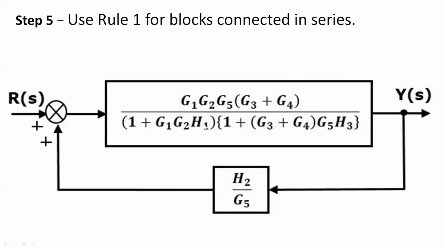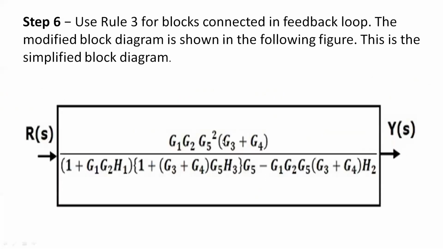Step 5, use rule 1 for blocks connected in series. So we are getting the total one. So we are getting G1, G2, G5 into G3 plus G4 by 1 plus G1, G2 into H1 into 1 plus G3 plus G4 into G5, H3. Still H2 is in parallel. Now we use rule 3 for blocks connected in feedback loop. This is connected in order to get a single block. And if we use rule 3 for blocks connected in feedback loop, the modified block diagram is shown in the following figure. And this is the simplified block diagram. So follow these steps in order to calculate the transfer function of the blocks.